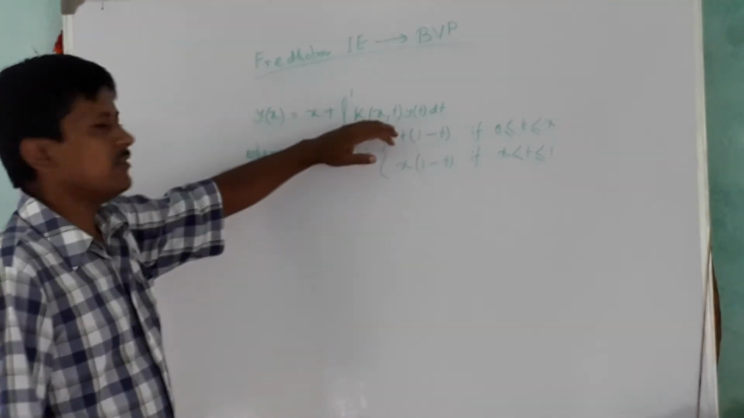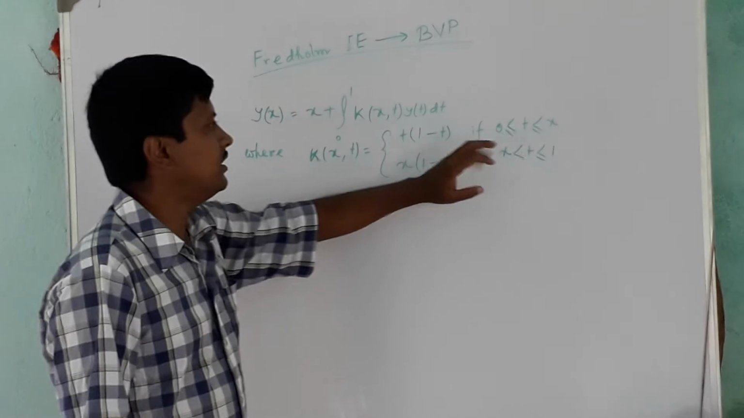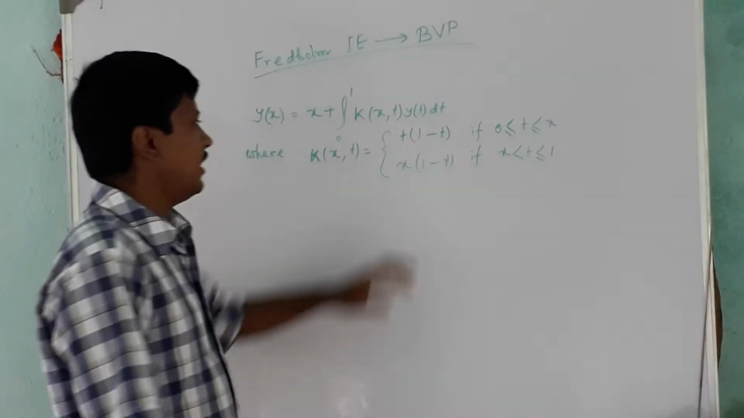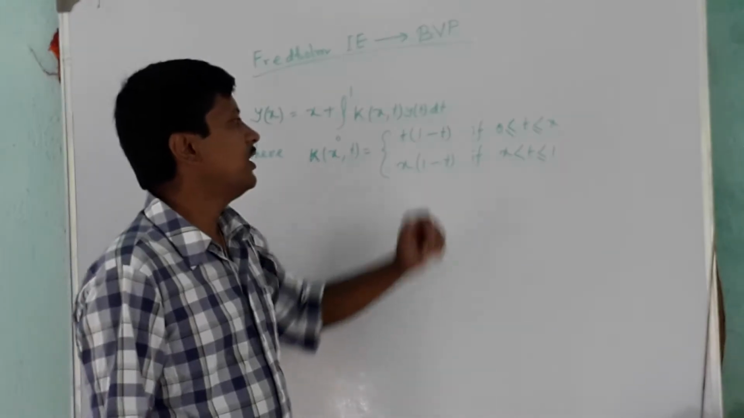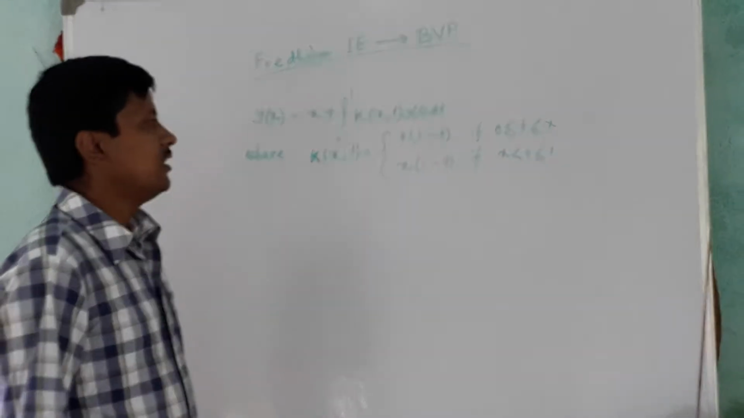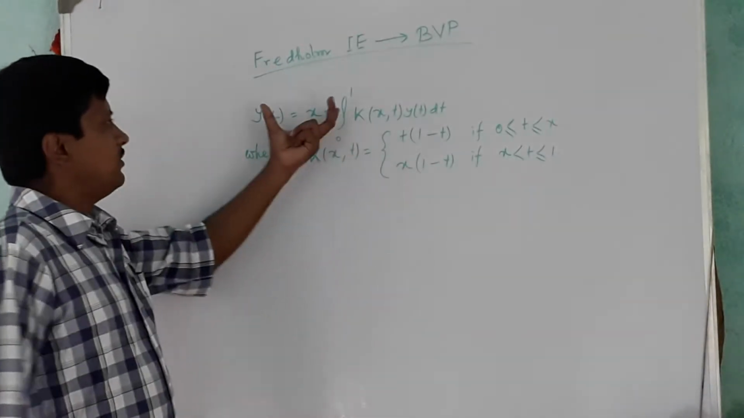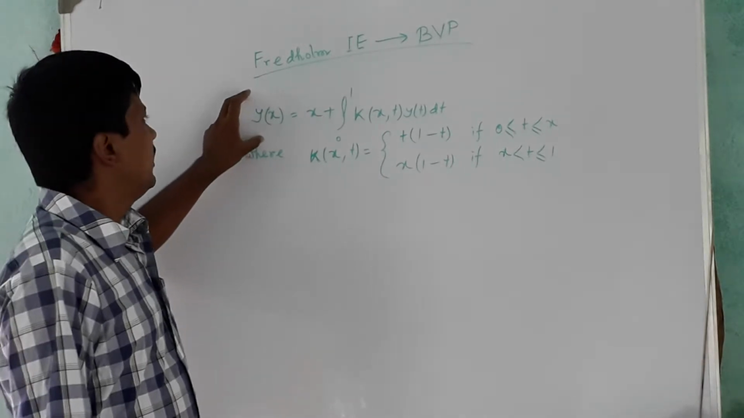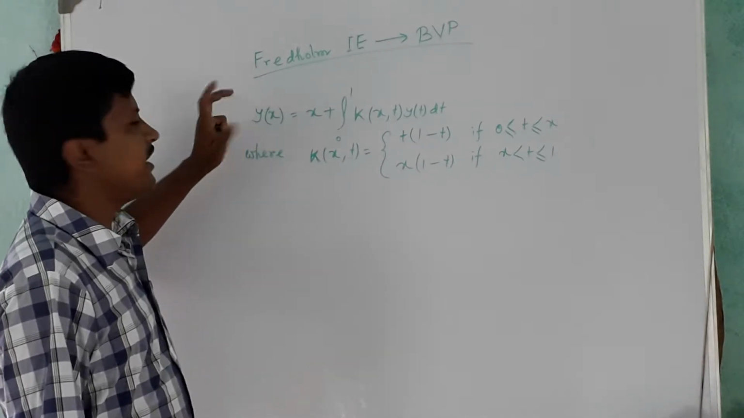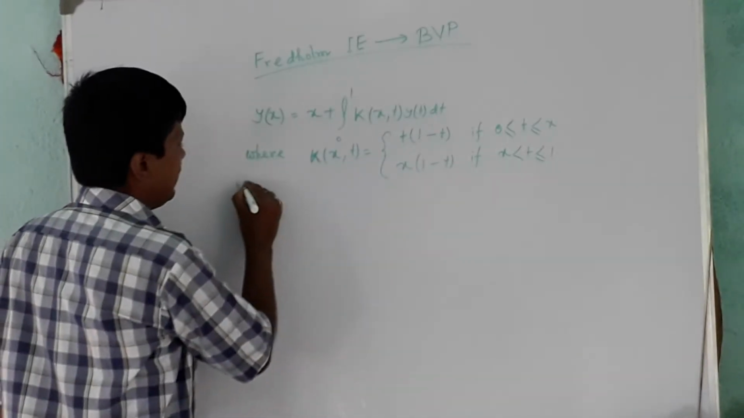Here K is called the kernel, and K(x,t) is equal to t(1 minus x) if t is less than or equal to x, and K(x,t) is equal to x(1 minus t) if t is more than x. Now, this integral equation cannot be differentiated directly, so we need to simplify. So how can we simplify?